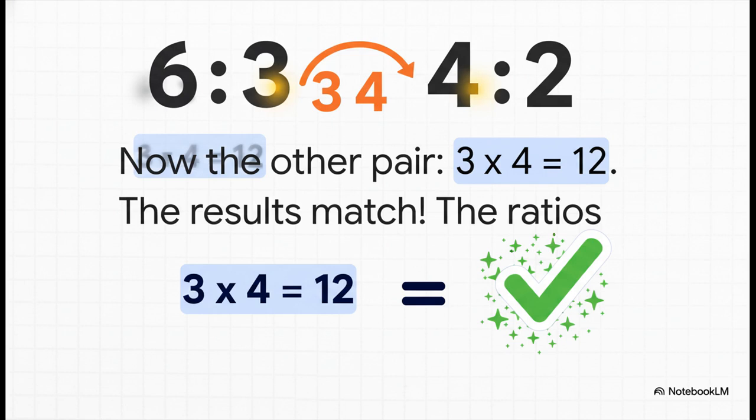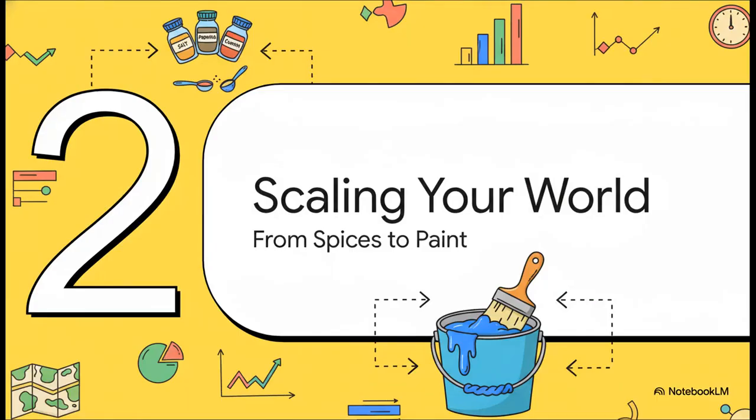The results match perfectly. Since both of those products are the same, it means the ratios are proportional. And that means, yes, their idlis should taste exactly the same. So here's the key takeaway. When the cross products are equal, the ratios are in proportion. Bam! All right, next section, scaling your world, from spices to paint.